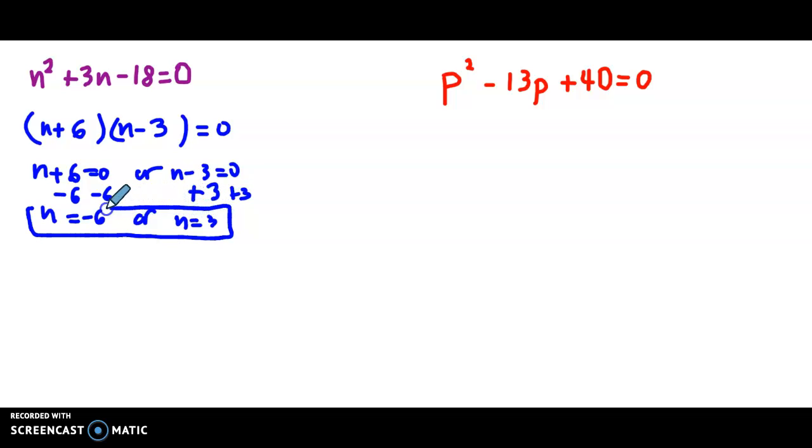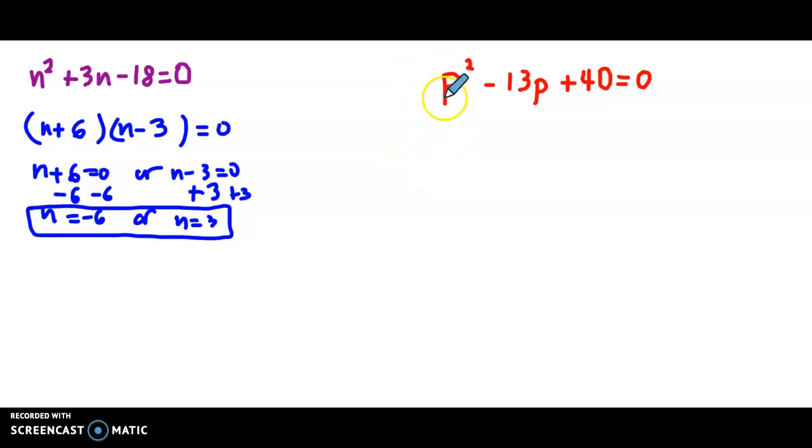So pay attention and make sure you understand that the factors are the opposite of the solutions. If you put -6 in here, you're going to get a 0 for this parentheses. If you put a 3 in here, you're going to get a 0 for this parentheses. But you can also take them back to the original and make sure when you put them in, it works.